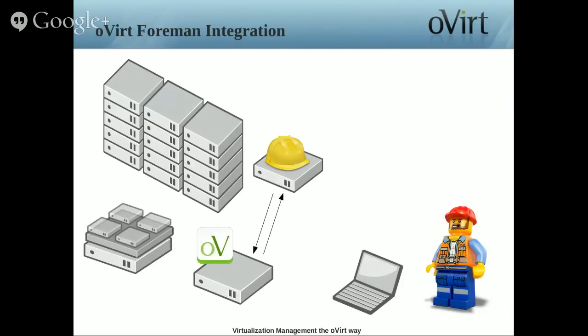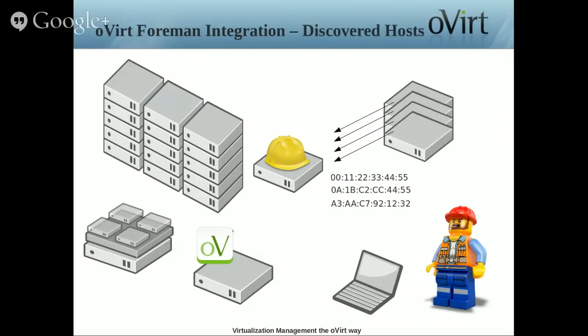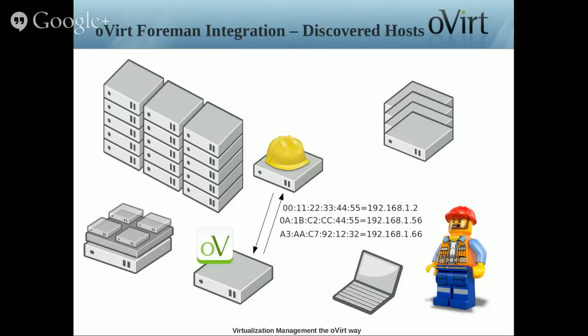In this phase, oVirt gets updates from Foreman. So if we get a new shipment now to our data center, automatically, as we saw before, all the servers turn up, send their MAC addresses to Foreman, and now oVirt is able to pick up those MAC addresses with the IP address and all the information that we saw before.